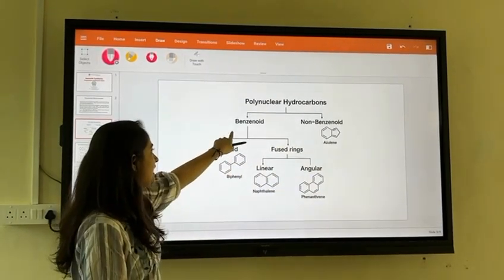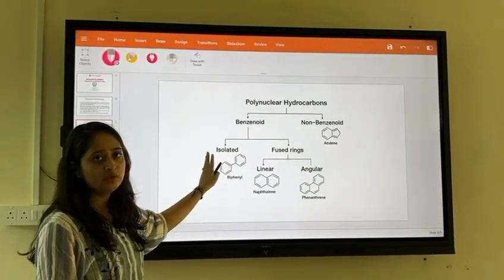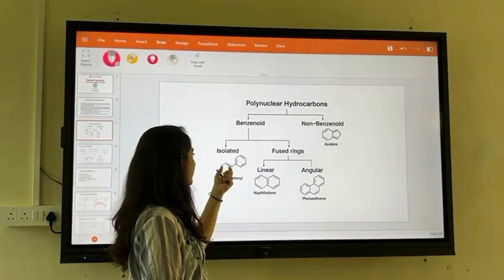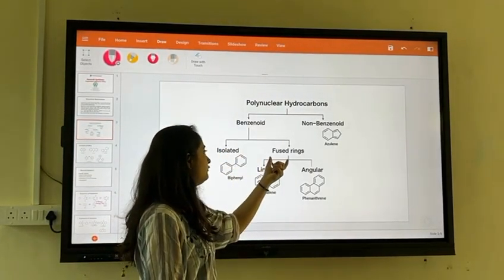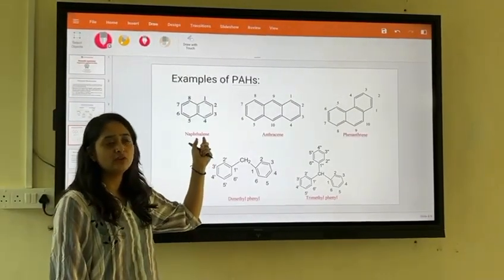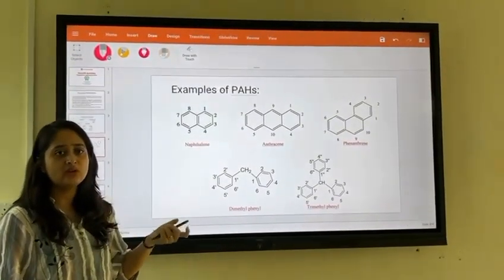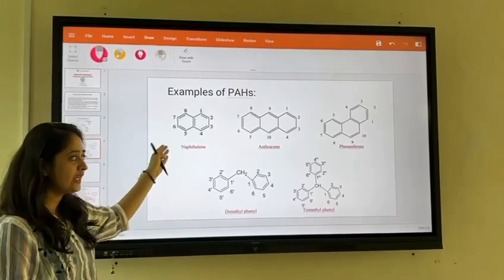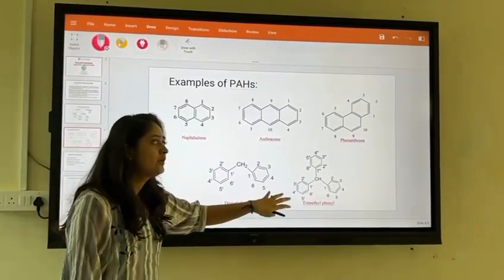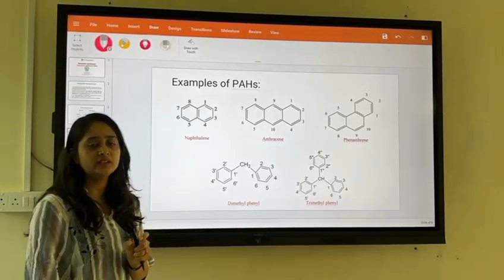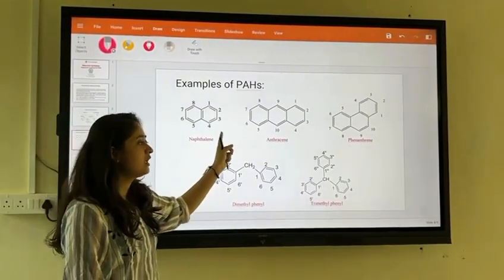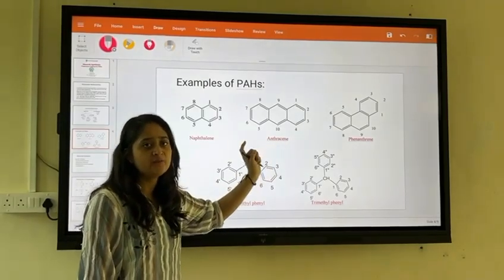Now the benzenoid class is further classified into two subclasses. One is isolated cyclic rings and another one is fused cyclic rings. These are some primary examples of the polynuclear aromatic hydrocarbons. The first three are fused cyclic aromatic rings and the other two are isolated cyclic rings. Today we are going to discuss the Haworth synthesis, which is used for the preparation of fused cyclic aromatic rings.